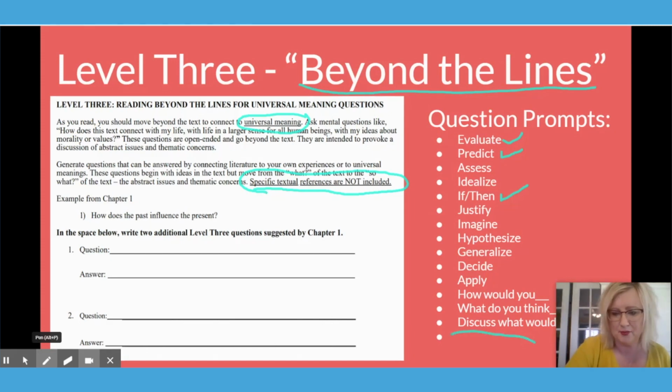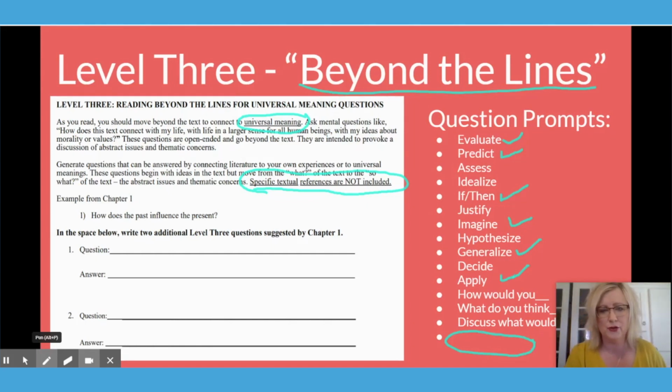I left this spot blank so that you would think about that. There is no evidence from the text needed to answer this type of level 3 question. We are asking them to generalize, to imagine, to make application. And here are some of our important parts here. How would you do something? What do you think? Discuss what would happen.